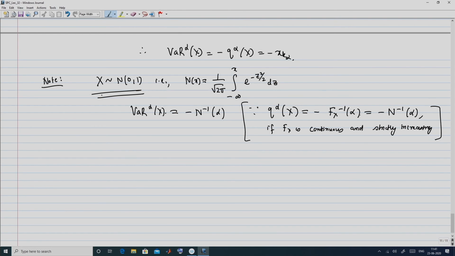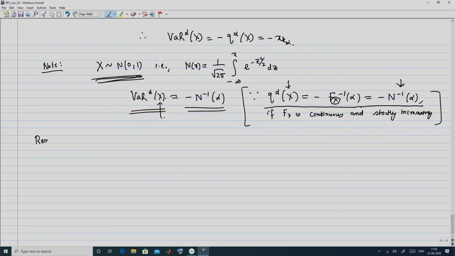So, this means that if I take x to be a standard normal random variate, and you recall this result for the upper quantile being given by this, then x is N(0,1). Essentially this will become simply minus n inverse of alpha. So, I found out what the VaR is in case the random variable x is normally distributed, and that is going to be minus n inverse of the pre-specified value of alpha.